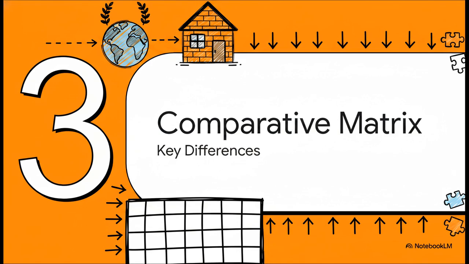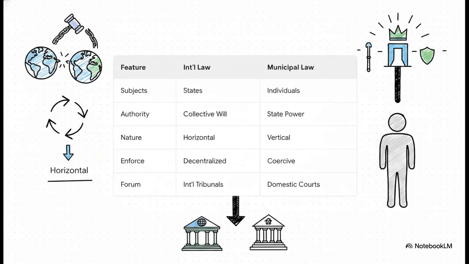Section 3, the comparative matrix. This is exactly what you should recreate on your test paper to really show off a structured understanding. I highly recommend taking careful mental notes here. Distinguishing these specific elements is practically guaranteed to secure you top marks.